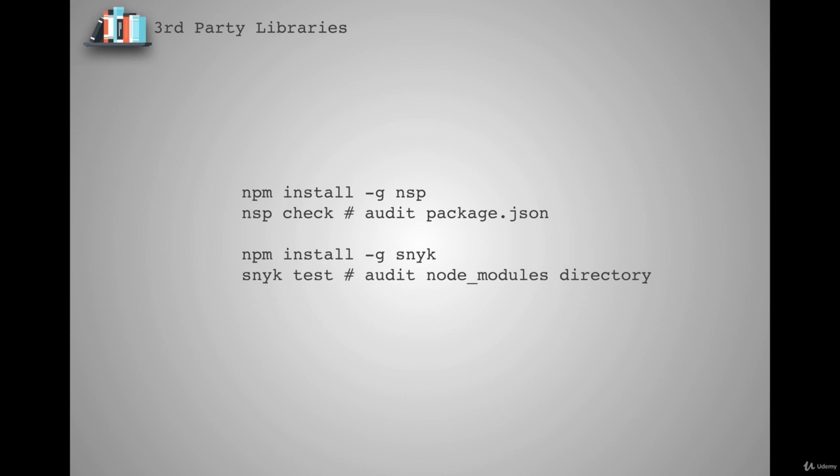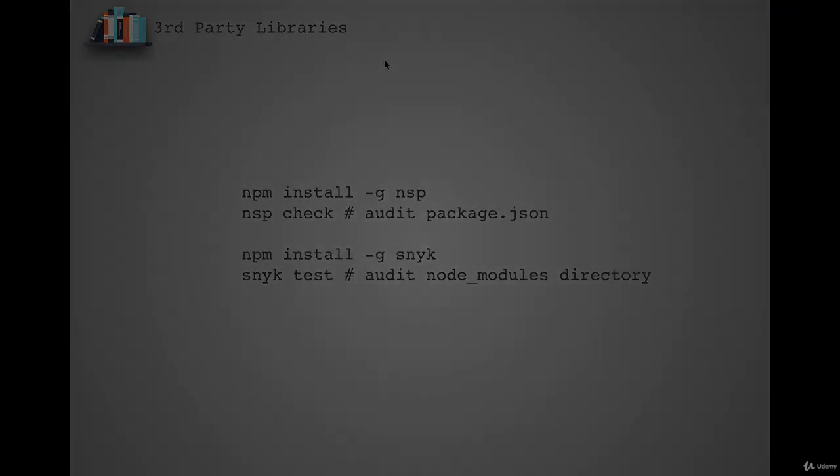Now, I want to show you two things that you can do right away to really improve your security practices when it comes to third-party libraries. And that is these two tools, the NSB and the SNCC. I think you say it's SNCC. Not sure how it's pronounced. But we're going to show you how these work to check your third-party libraries.